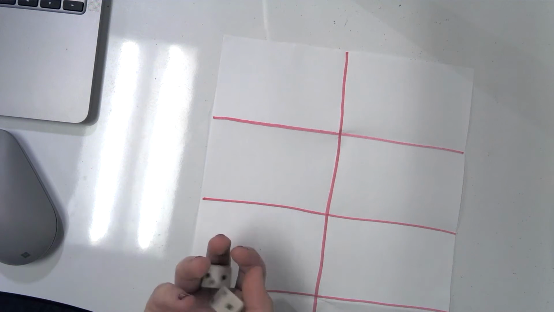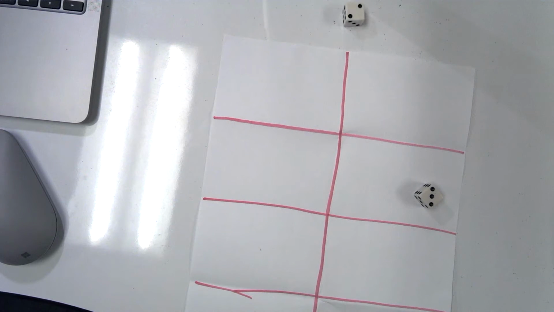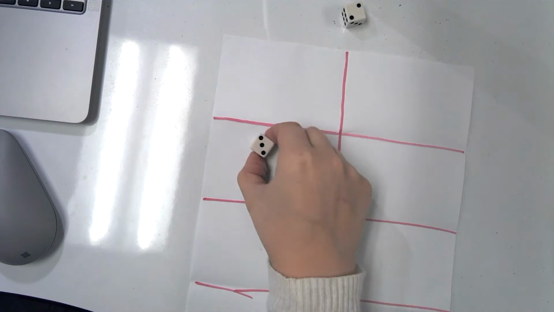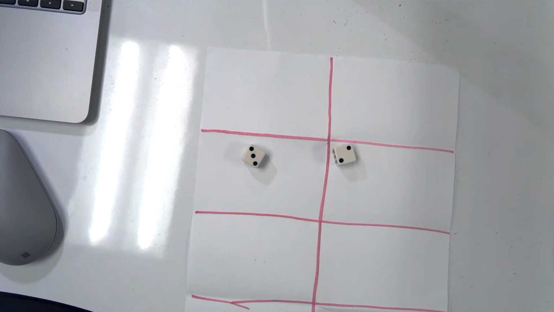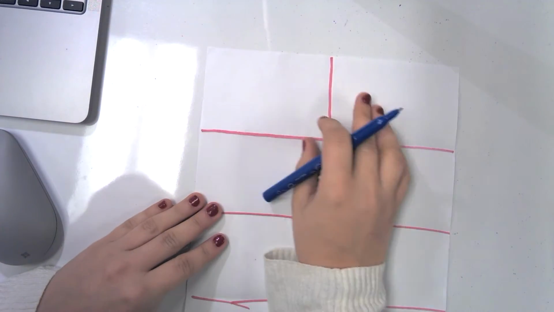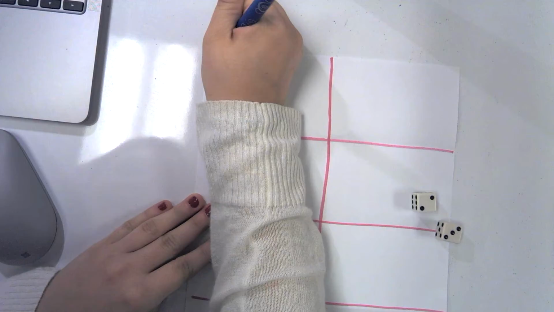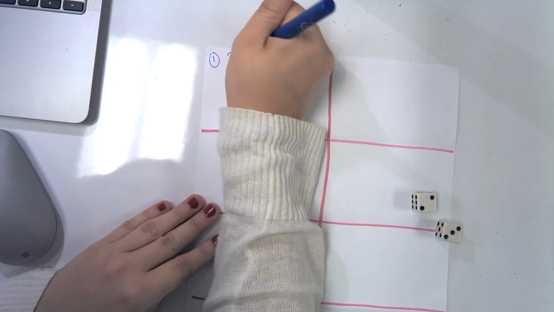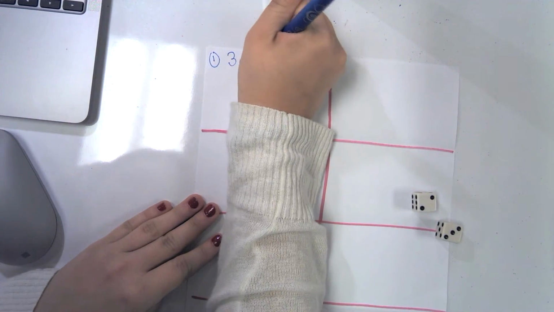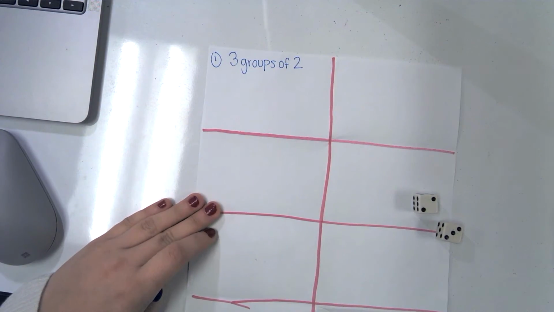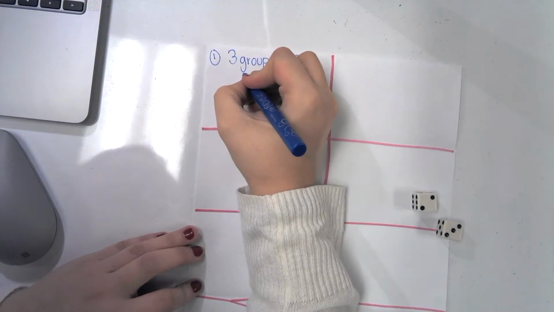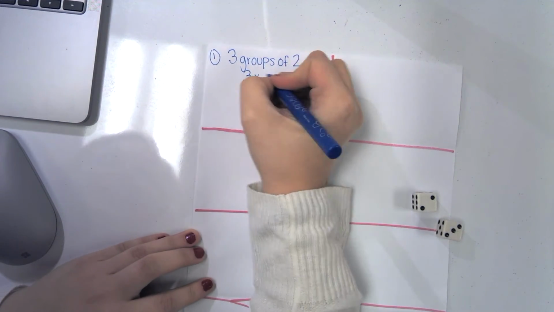What you're going to do is 8 different multiplication representations. So here's what I'm going to do first. I'm going to roll my dice. My first number is a 3. What that tells me is that I have 3 groups. My second number is a 2. That tells me how many are in each group. So for box number 1, I have 3 groups of 2, which I know is the same thing as 3 times 2.